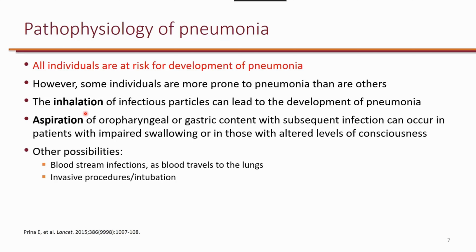There are also other possibilities of getting pneumonia. For example, if someone has bloodstream infection, because the blood goes to the lung where oxygen exchange occurs, that infected blood can actually infect the lung and cause pneumonia. You can also get pneumonia from invasive procedures such as intubation. Now, while these are possibilities, they are not as common. So the most common route of getting pneumonia is by inhalation.